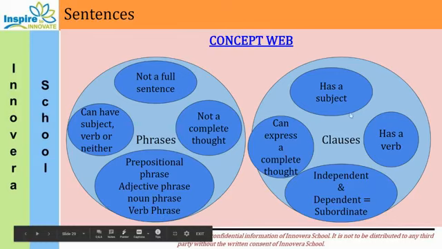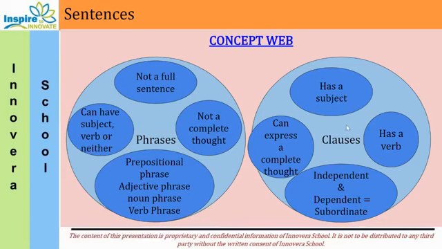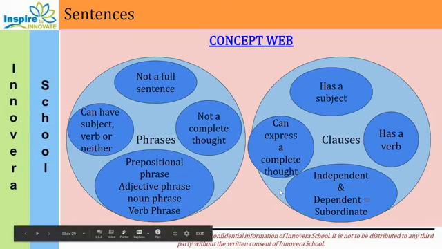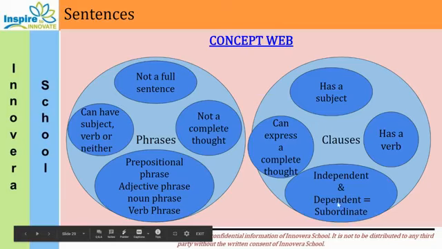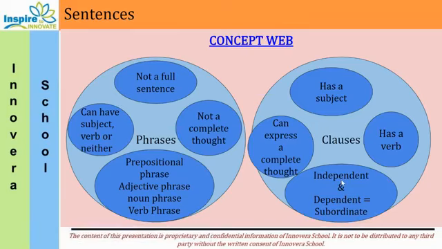Now what are clauses? It is important that a clause has a subject and a verb, and can express a complete thought. Why? Because such a sentence has both subject and verb. And then independent and dependent or subordinate. Independent means it has only one sentence, and dependent I will explain ahead. An independent sentence is the proper sentence which has one subject and one predicate. Fine.